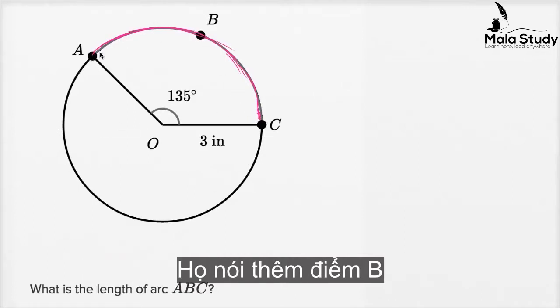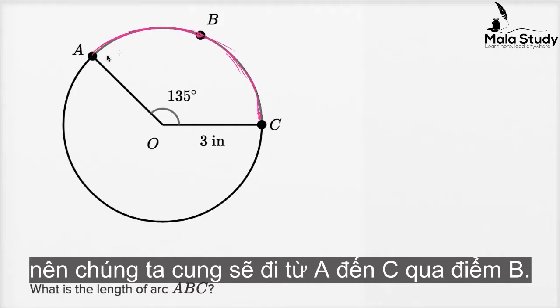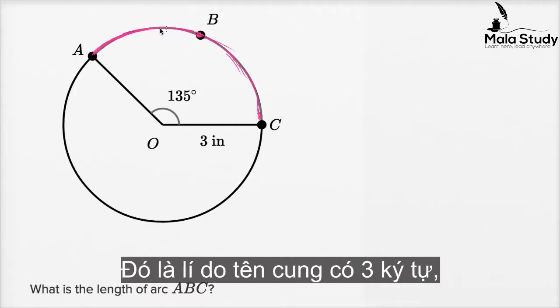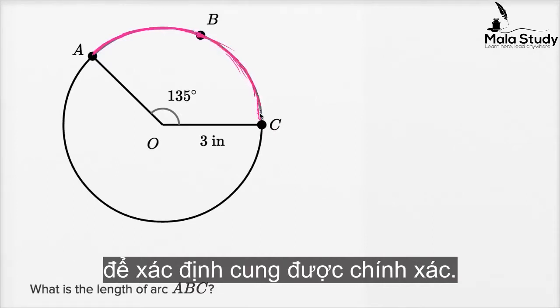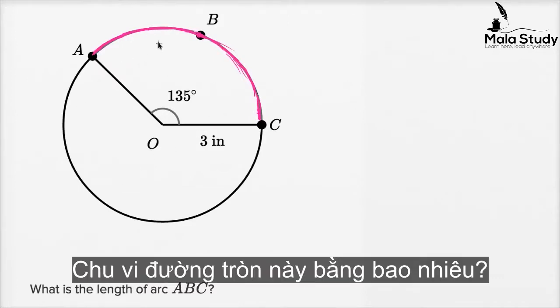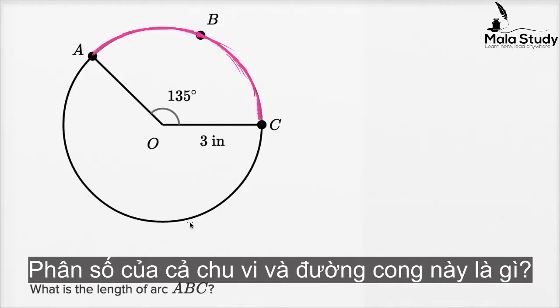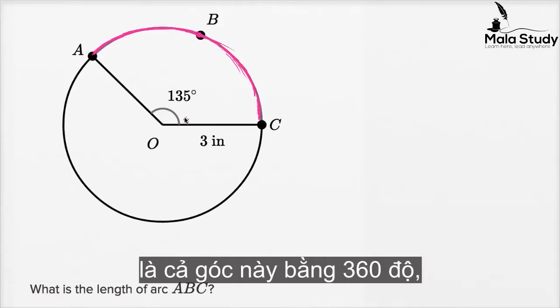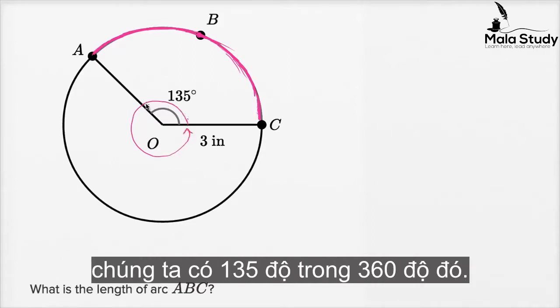And so when they tell us B, we know that we're going from A to C through B. So by giving us that third letter, it resolves the ambiguity about which arc we're talking about. So what is the length of that arc? Well, the first thing we could do is think about the circumference of this circle. And then we could ask what fraction of the entire circumference this arc is. A big hint here is that if we were to go all the way around the circle, that would be 360 degrees. But we're only going 135 of those 360 degrees.